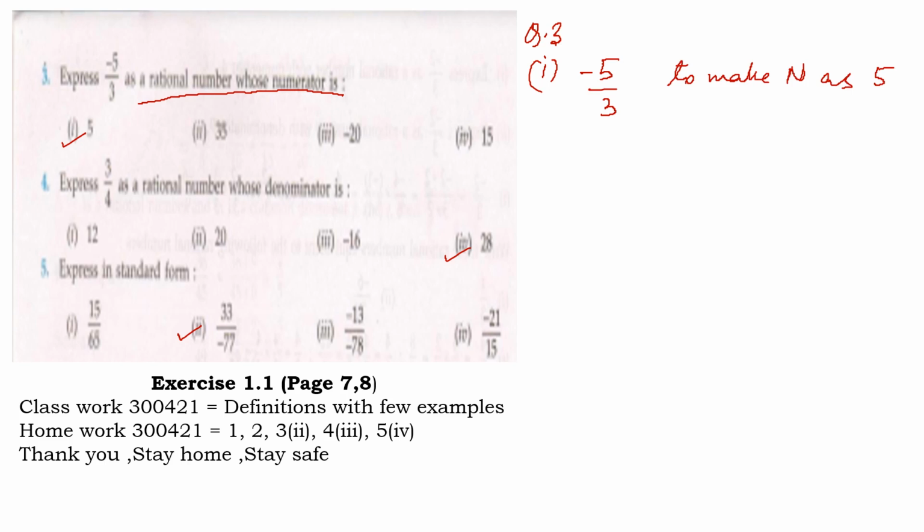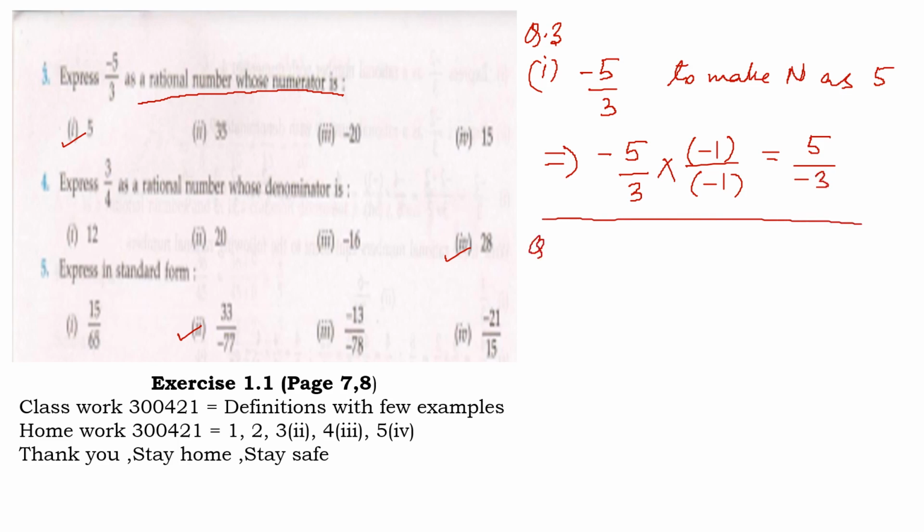So what I will do? Minus 5 I will multiply with the minus 1. So please see how I am proceeding. Minus 5 by 3. I want to make minus 5 to 5. I will multiply with the minus 1 up. If you are multiplying up, you have to multiply down also, so that the new rational number is equivalent to the old rational number. Minus 5 into minus 1 is 5 and 3 into minus 1 is minus 3. Clear?